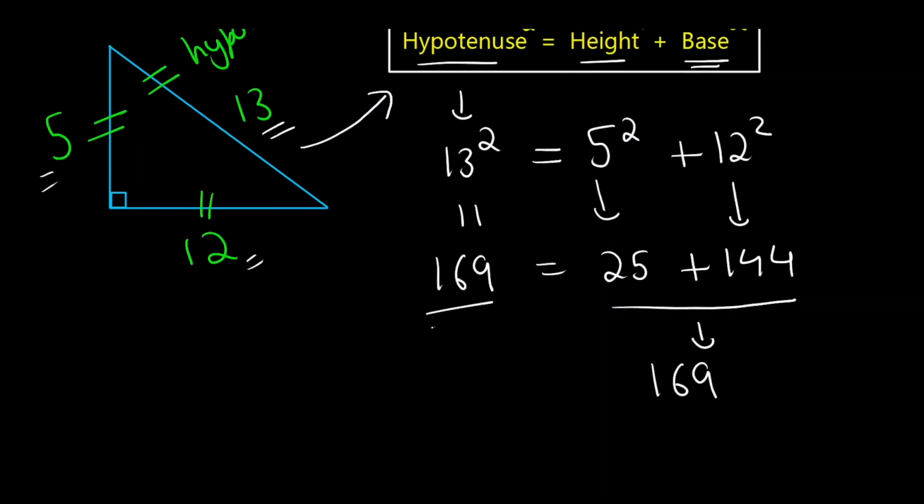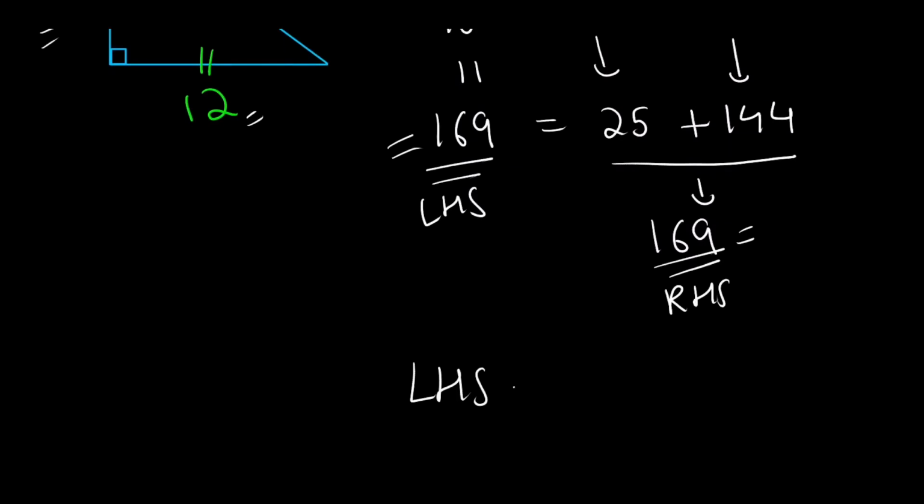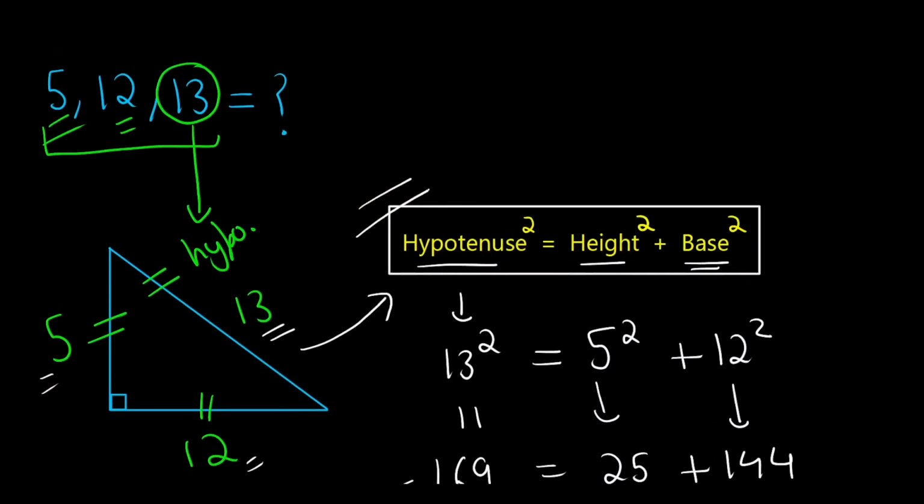So my friend over here, the left hand side, which is this side, and the right hand side, which is this side. The left hand side is equal to the right hand side. So this means that the Pythagoras theorem is being followed over here. So what does that mean? That means that 5, 12 and 13 are Pythagorean triplets.